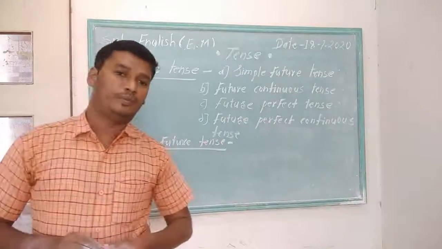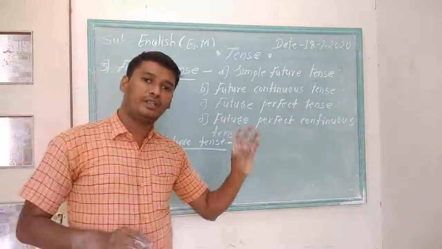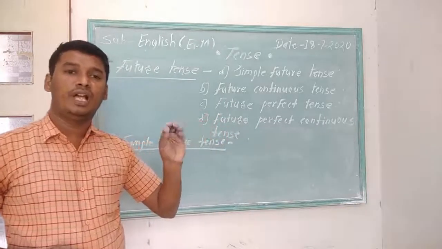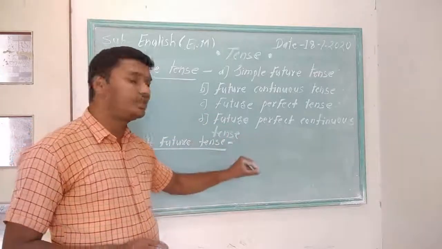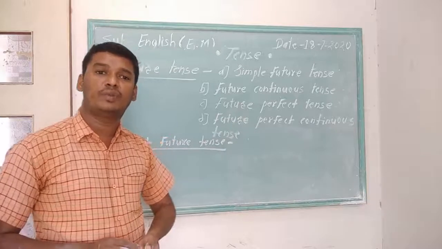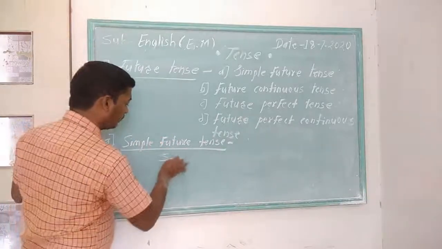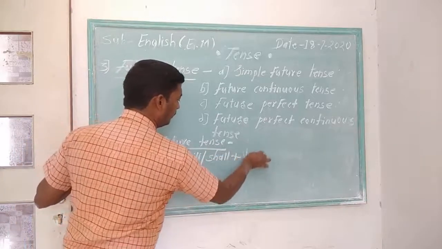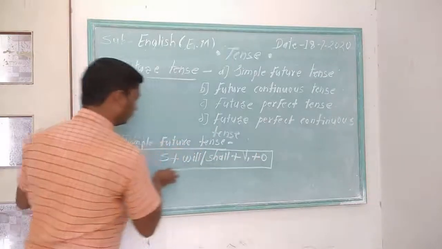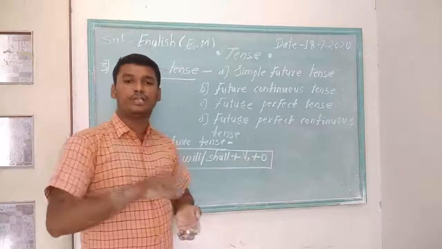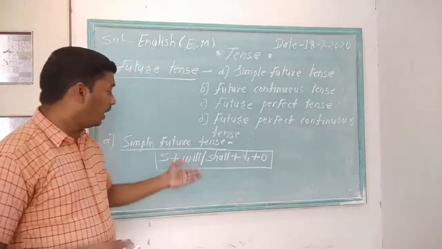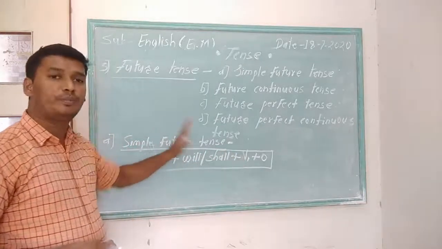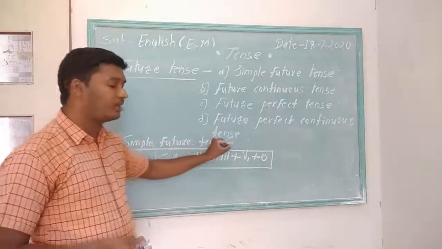Now, what is the structure of simple future? The structure of simple present is S plus V1 plus O, simple past S plus V2 plus O, and now the structure of simple future is S plus will or shall plus V1 plus O. We don't use an auxiliary verb in simple present and simple past, but we have to use will or shall in simple future. Okay.